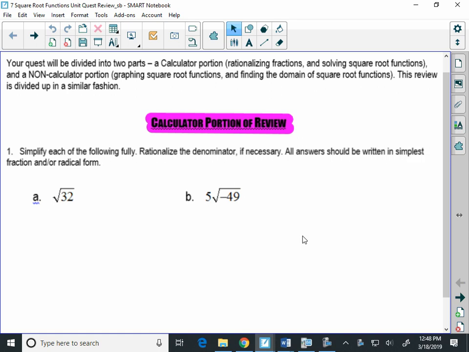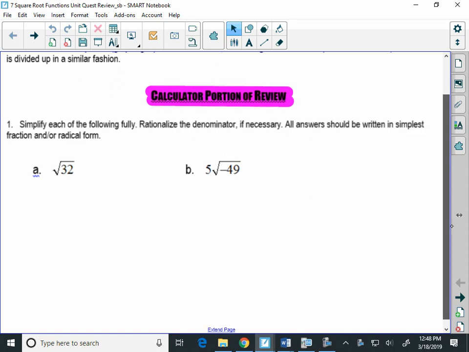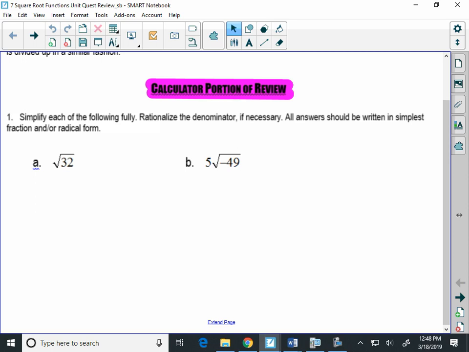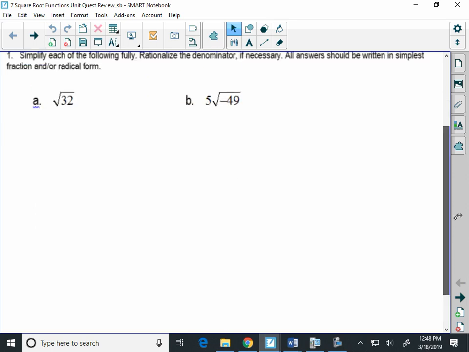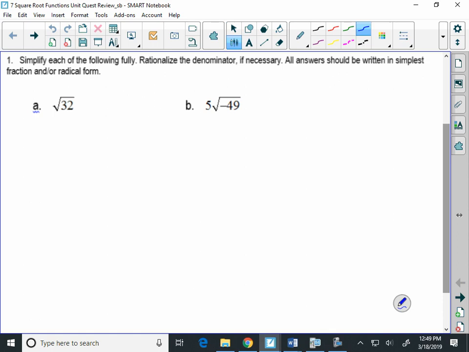And here on question 1, there's multiple parts, but we're simplifying each of these square roots fully, rationalizing the denominator where necessary, and we want to make sure to write our answer in simplest fraction form and/or simplest radical form, which is also sometimes known as exact form. So as we take a look at the square root of 32, we're going to make our factor tree here, and I'm going to start with 16 times 2.